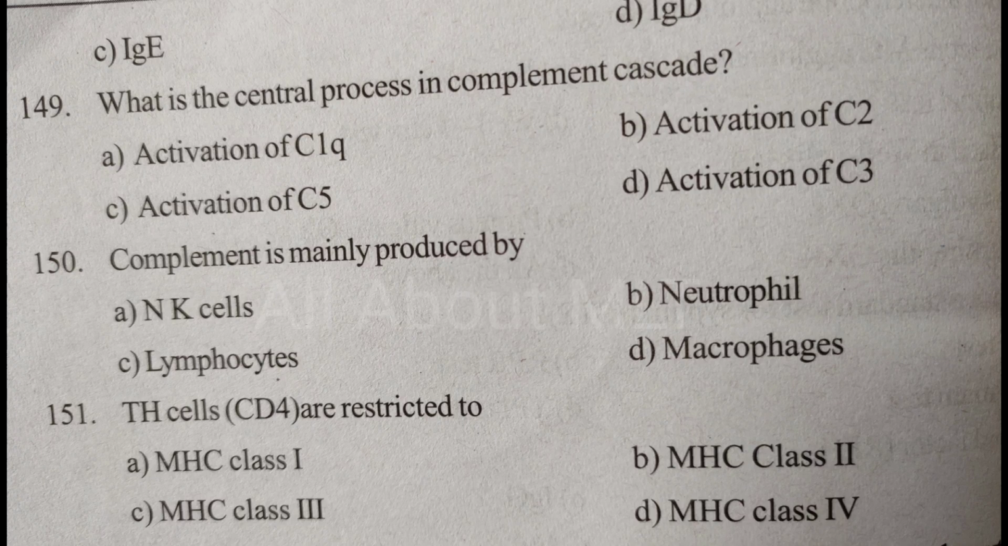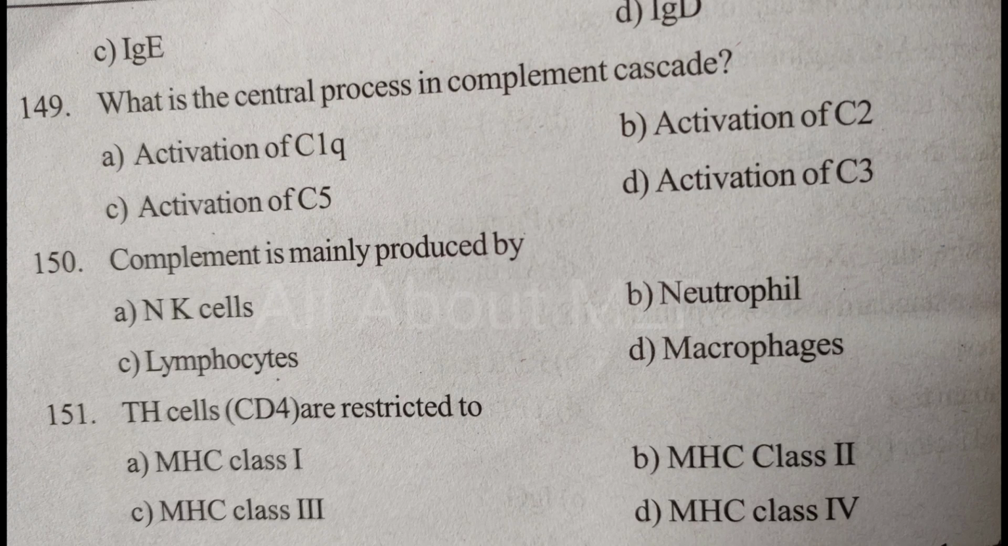What is the central process in complement cascade? Option A activation of C1q, option B activation of C2, option C activation of C5, option D activation of C3. Answer is option D activation of C3. Complement is mainly produced by option A NK cells, option B neutrophil, option C lymphocytes, option D macrophages. Answer is option D macrophages.